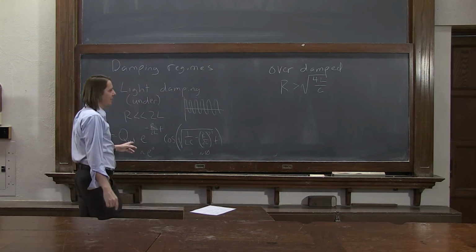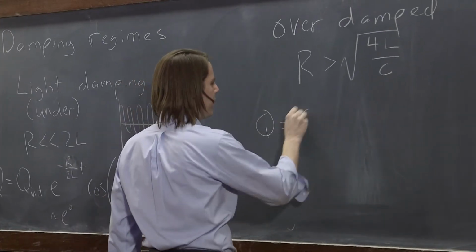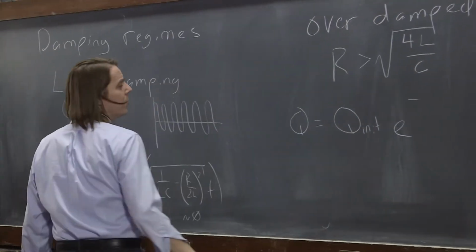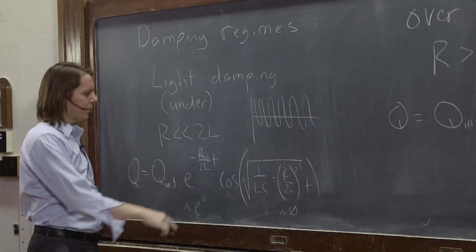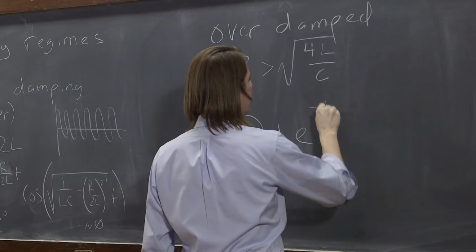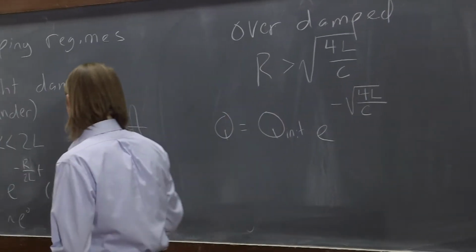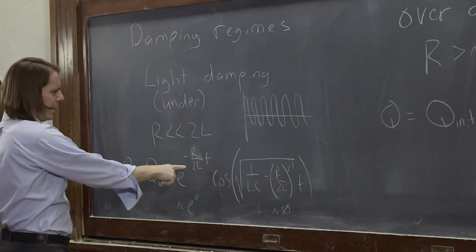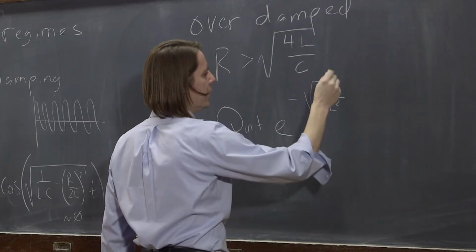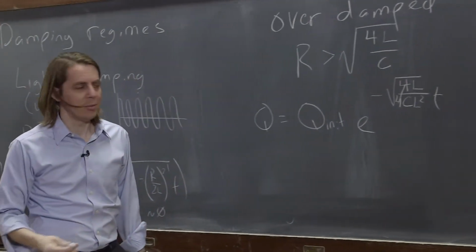If you were to plug that in, if R was going to go here, we'd have Q, that's fine, would be Q init, that's fine. E to the minus, let's see, R over 2L, the square root of 4L over C, and then divide that by a 2L, which would come in as a 4L squared. And then it'd be 1 over LC times time. So it'd still be damped by some amount.